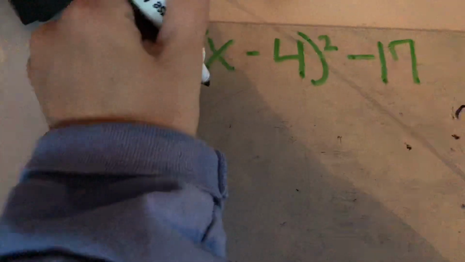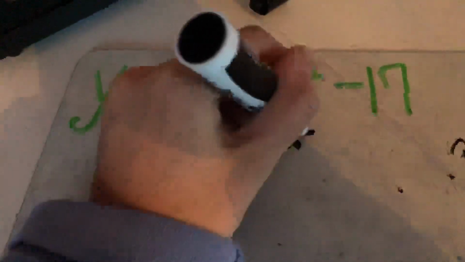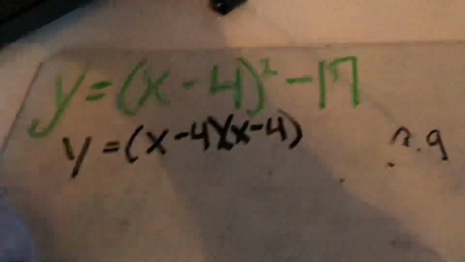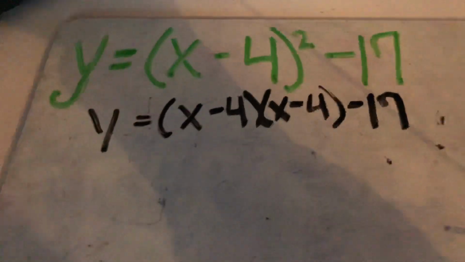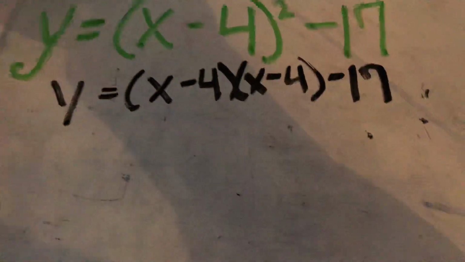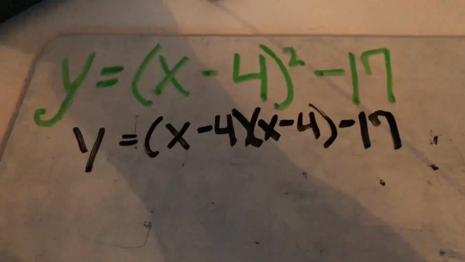So when we have x minus 4 squared, that just means x minus 4 times x minus 4. And then you rewrite the rest of the equation, minus 17. So this x minus 4 squared was just x minus 4 twice. Then you bring down the minus 17 and the y equals.